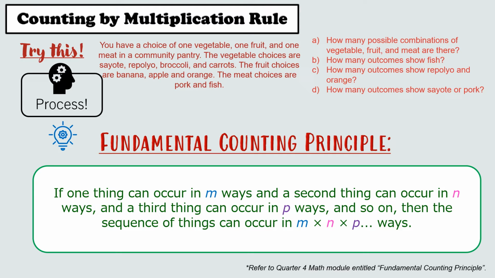This states that if one thing can occur in m ways, a second thing can occur in n ways, and a third thing can occur in p ways, and so on, then the sequence of these things can occur in m times n times p ways. Simply put, we are going to multiply the number of ways that different events can occur. That's why this principle can also be called the multiplication rule.